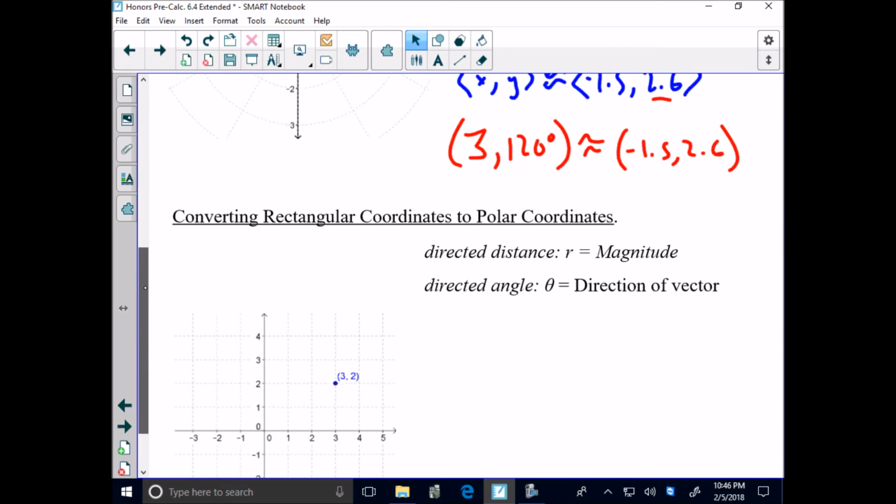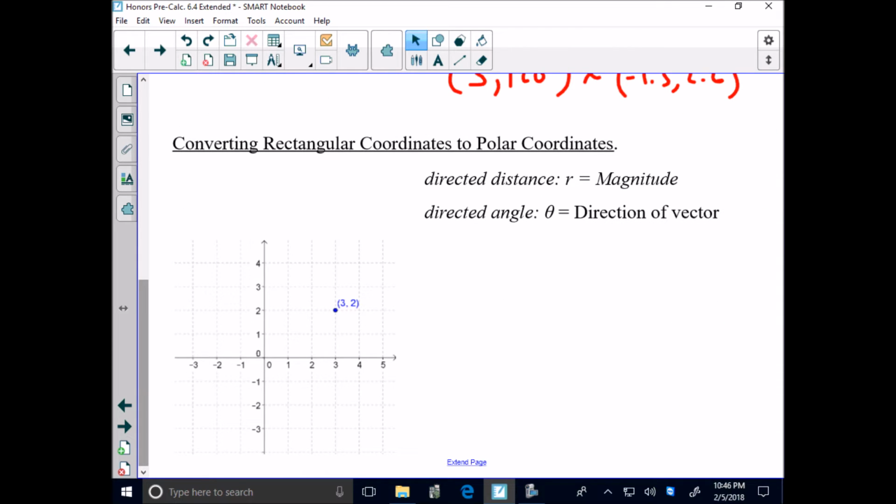Similarly, when we are going from rectangular coordinates to polar coordinates, we're going to use vectors there as well. And in general, we'll say that the magnitude of our vector is going to be the r value, and the direction of our vector is going to be the theta value for our polar coordinates.